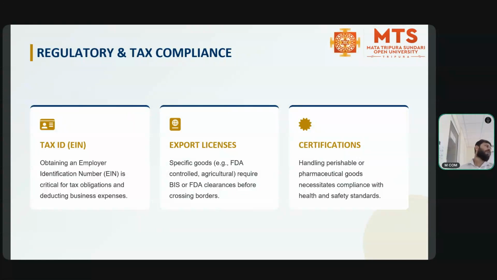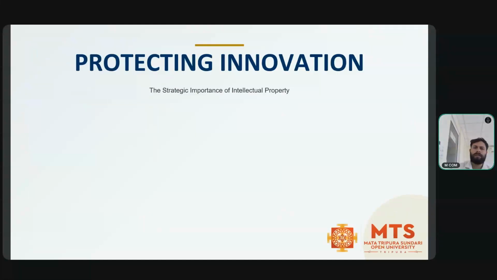If we are talking about borders, it does not just mean India. It may be anywhere in the world. FDA clearance before crossing borders. Certification: handling perishable or pharmaceutical goods necessitates compliance with health and safety standards.